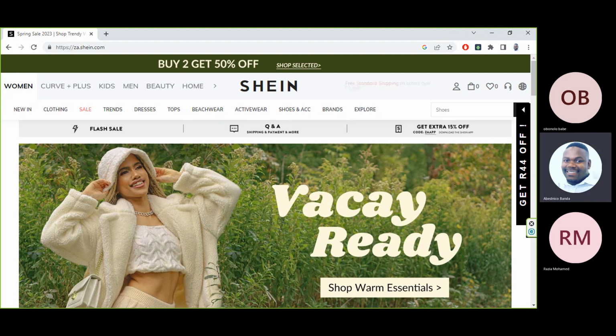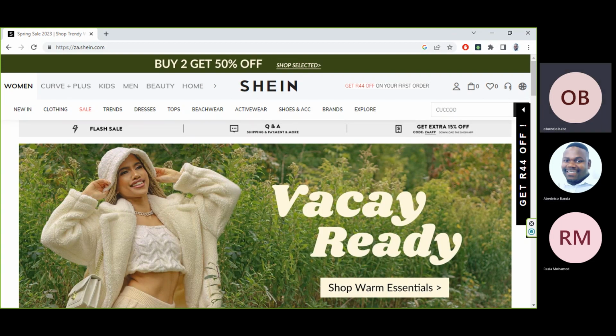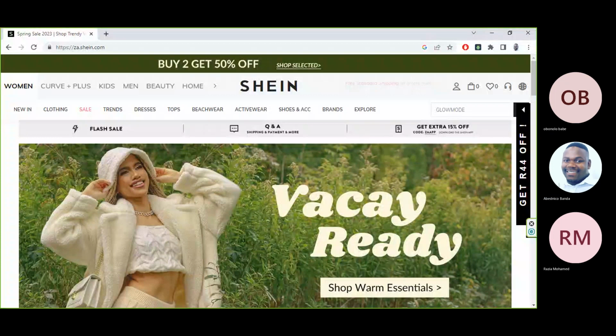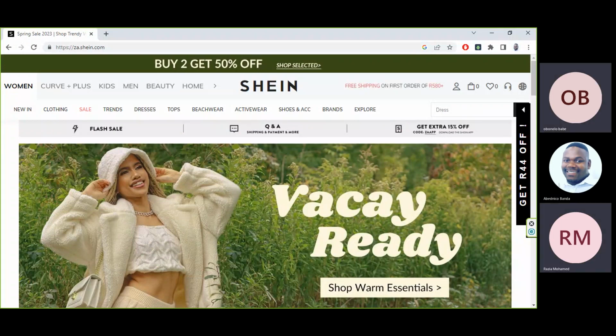All right. Then let's look at quality versus quantity. Do you think Shein has got quality stuff? Definitely not. Okay. Yes. All right. But in terms of their pricing, can we get things in bulk? Yes.